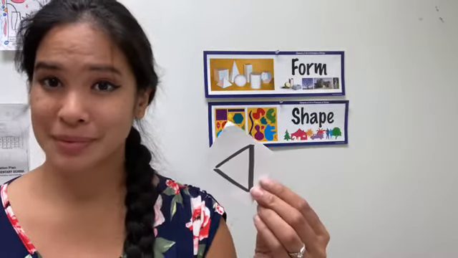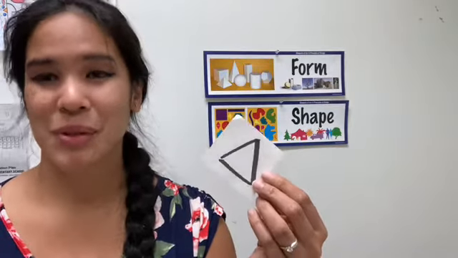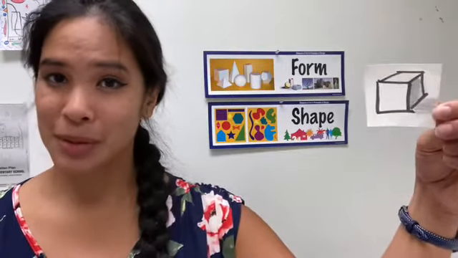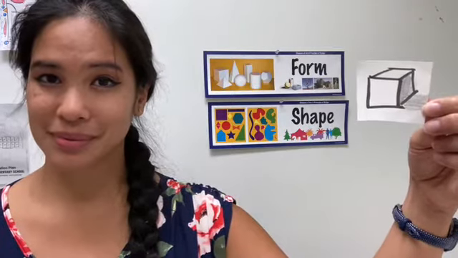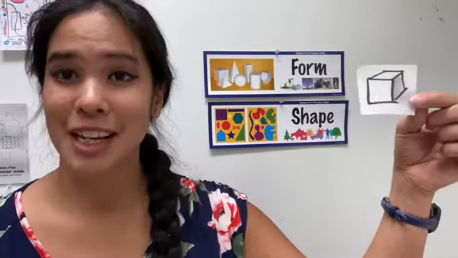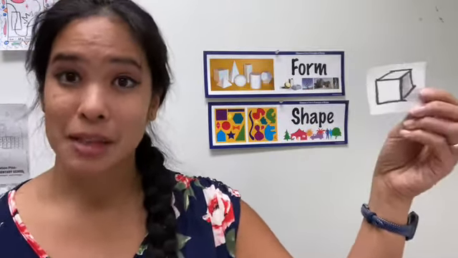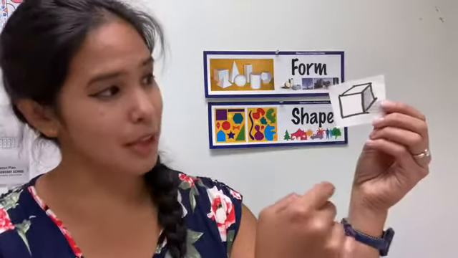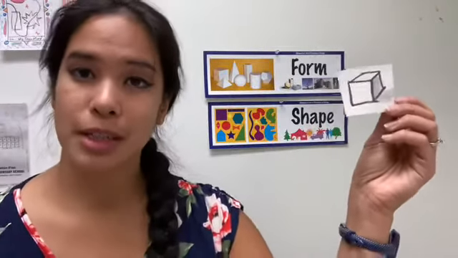Form or shape? Right, a triangle is a shape. This one's tricky. Form or shape? If you said form, you're right, because even though this is a piece of paper, that is a representation of a cube, because of the drawing of the lines of the sides and the shadowing, you can tell that it's supposed to be a representation of something 3D.